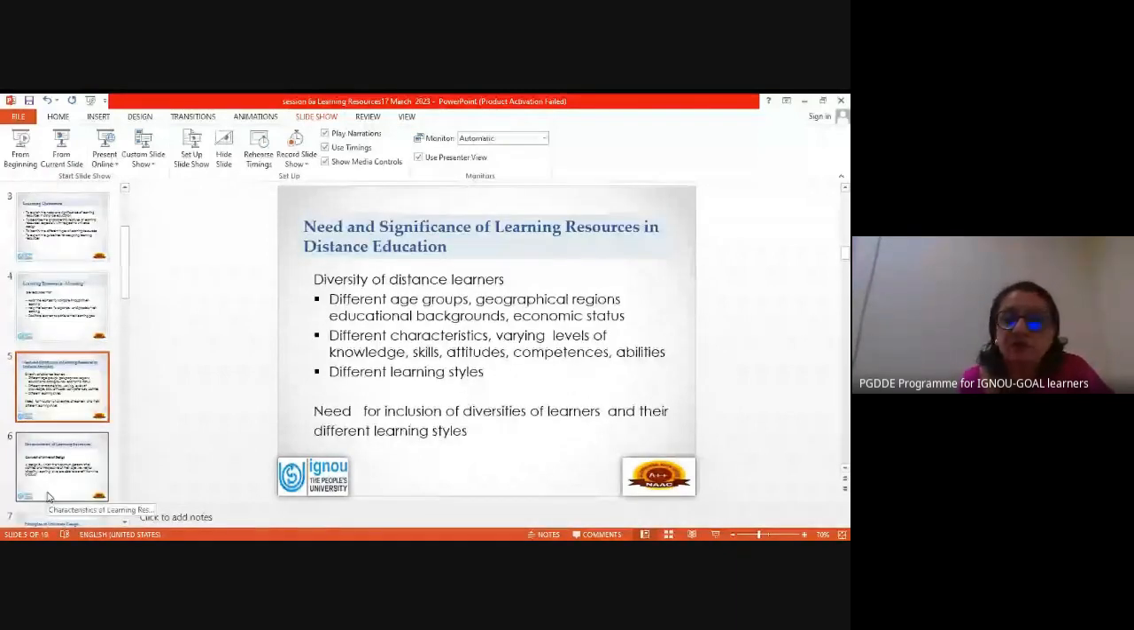When we also speak about the need and significance of learning resources, especially, as I said, in distance education, we are talking about this need because there is a diversity of distance learners. As I said earlier, there are learners of different age groups. There are learners who are in different geographical regions and they have different educational backgrounds. In fact, some of them may also have different economic status.